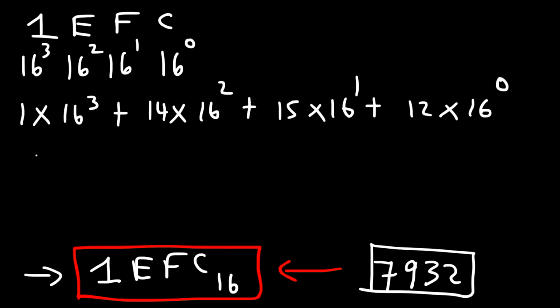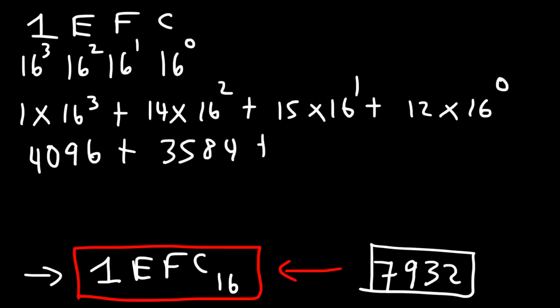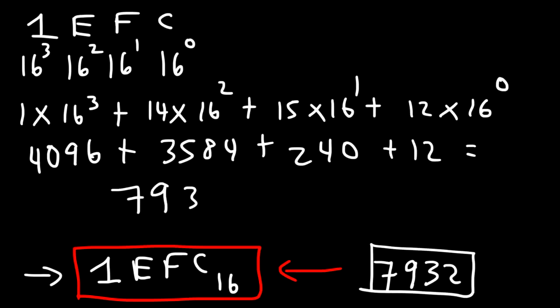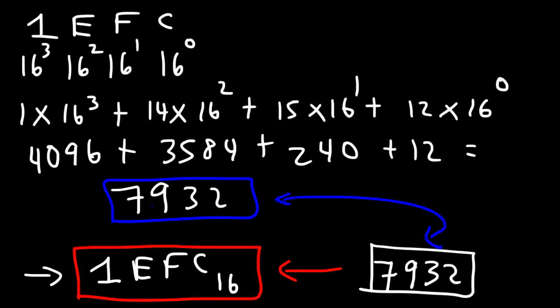16 to the third power, that's 4,096. 16 squared is 256 times 14, that's 3,584. 15 times 16 is 240. And 16 to the 0 power is 1 times 12 will give us that. So now let's add up 4,096, 3,584, 240, and 12. And so this will give us the same answer, 7,932. So that's how you can check your work, which means that this indeed is the right answer.